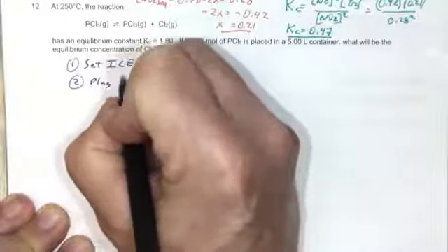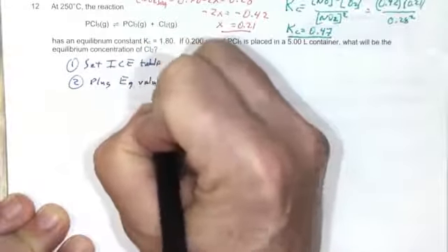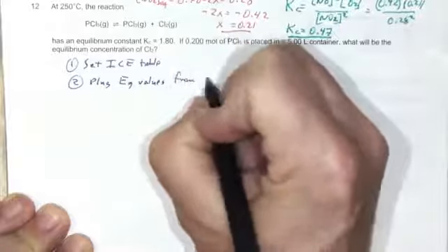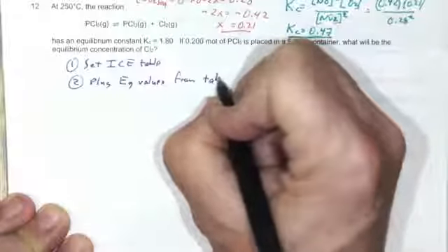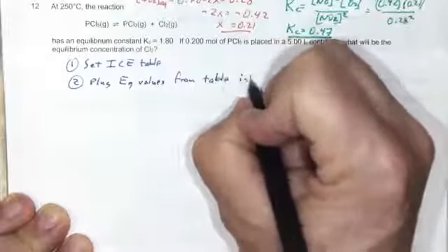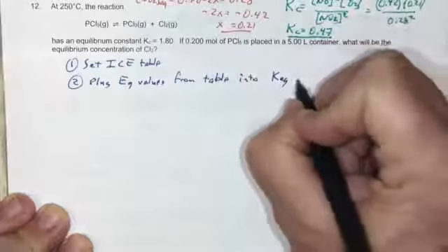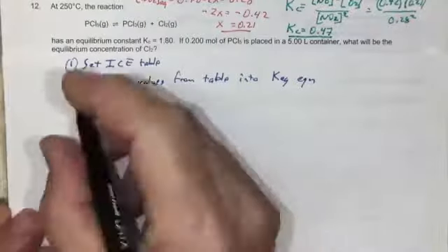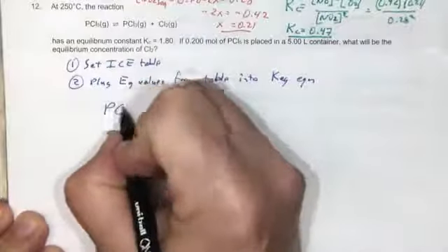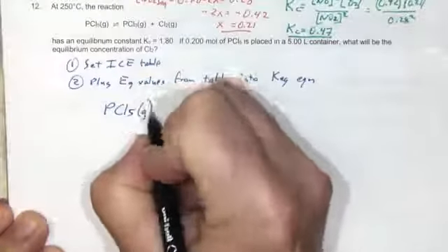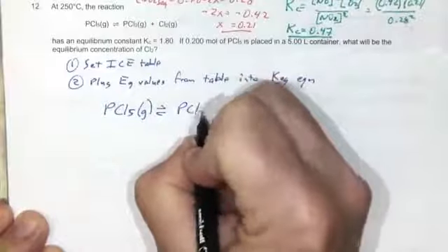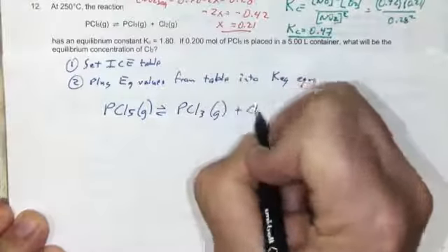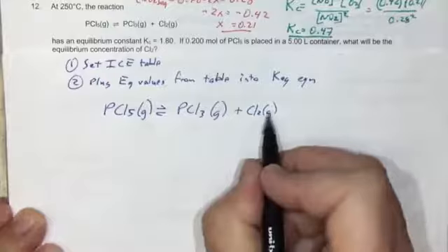If you're stuck and don't know anything else to do, set up the ICE table, and then plug the equilibrium values from the table into the KEQ equation. Okay, so here's what we're going to do in that case. I'm going to rewrite the balanced equation: PCl5, a gas, in equilibrium with PCl3, a gas, plus Cl2, a gas. You need the balanced equation here.